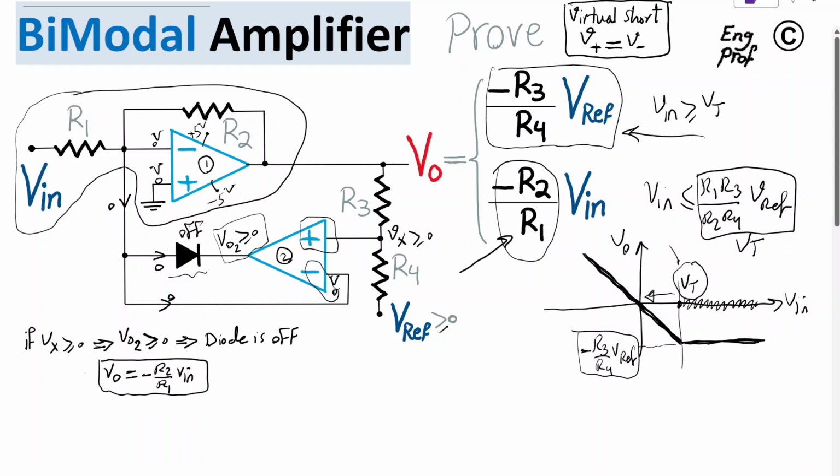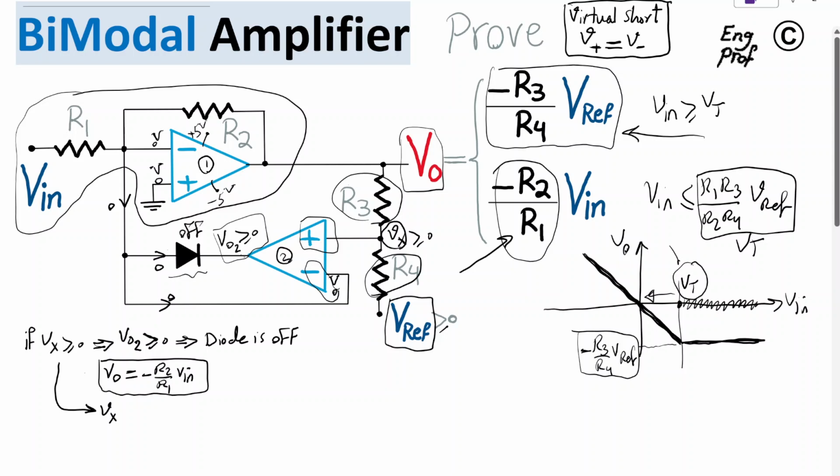So the only thing I need to find is what is the threshold voltage to get this. Well, we start from Vx greater than or equal to 0 as expected here. So what is the meaning of that? Well, Vx is the mid voltage here, right between Vout and Vreference as a voltage division between R4 and R3.